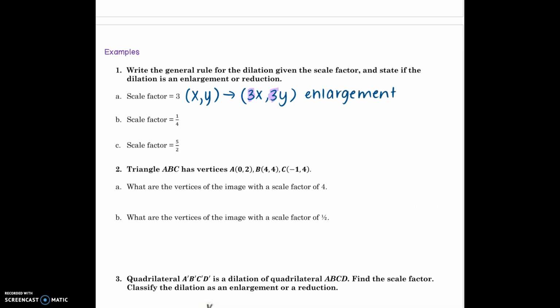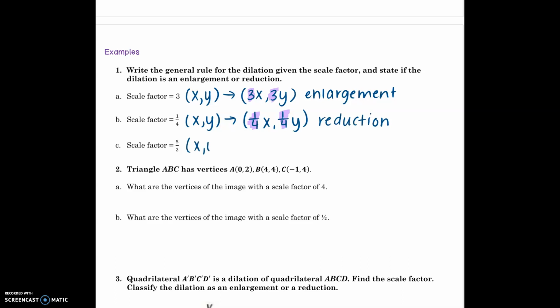Please pause the video and try B and C on your own. For B, we have a scale factor of 1/4. So our rule is going to be (x, y) arrow (1/4 x, 1/4 y). Because 1/4 is between 0 and 1, it is a fraction, we will have a reduction in B.